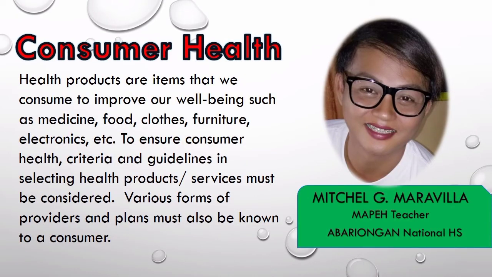Health products, on the other hand, are items that we consume to improve our well-being, such as medicine, food, clothes, furniture, electronics, and the likes. To ensure consumer health, criteria and guidelines in selecting health products and services must be considered. Various forms of providers and plans must also be known to a consumer.